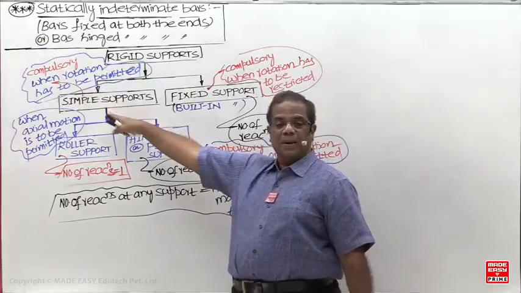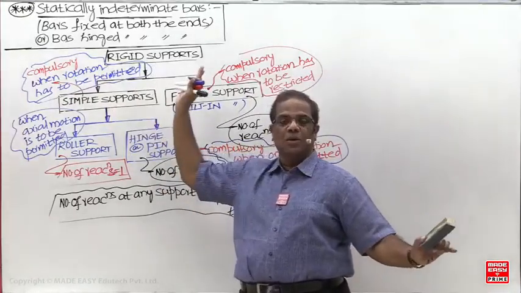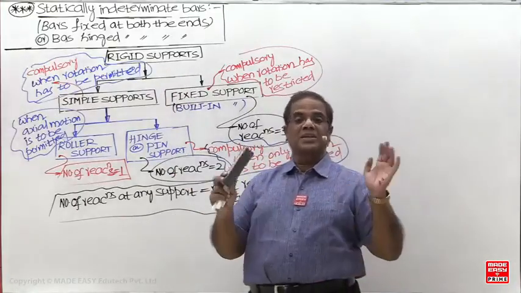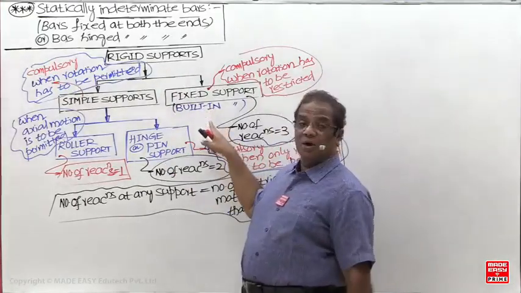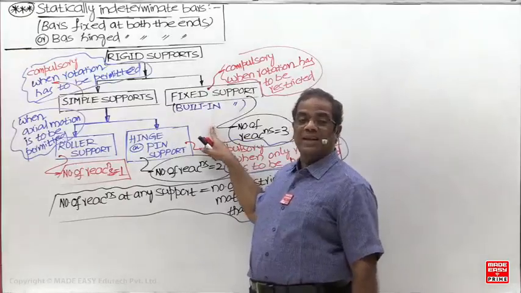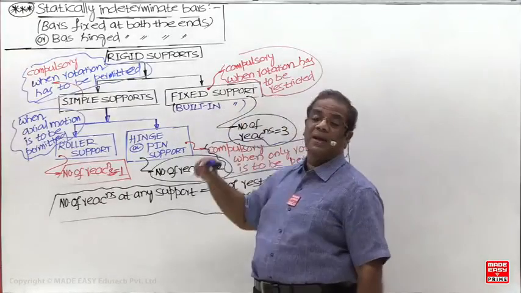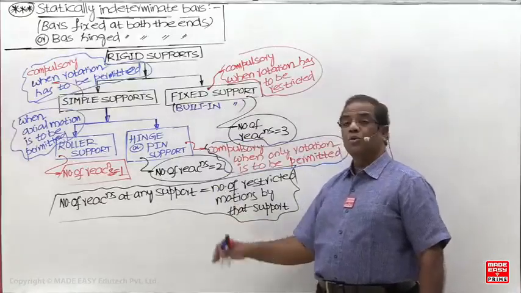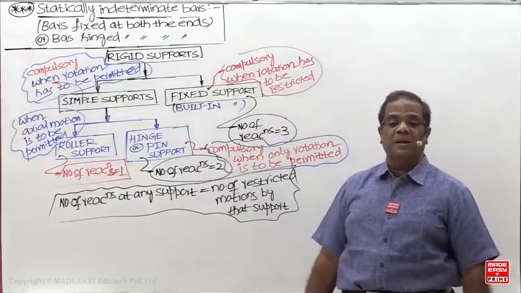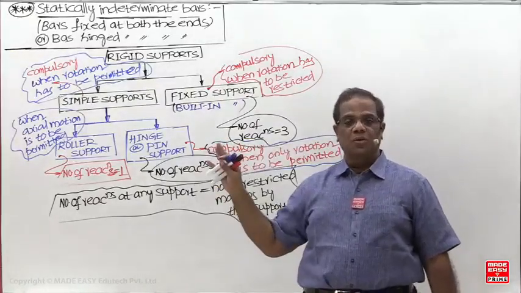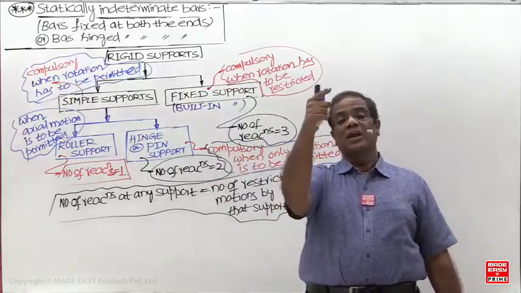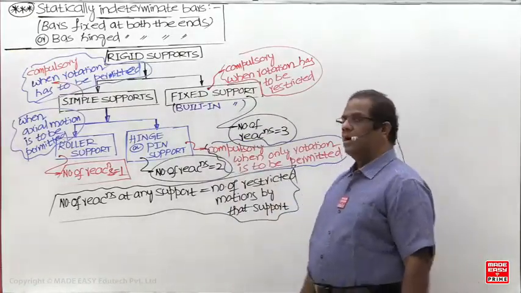Since rotation is permitted, here the moment reaction is always 0. So always at the roller and hinge support, the moment reaction is 0. But here the moment reaction is non-zero. Why? Because rotation is going to be restricted. So always at the roller and hinge support, simple supports, the moment reaction is 0, because rotation is permitted. Moment reaction develops only when rotation is restricted.